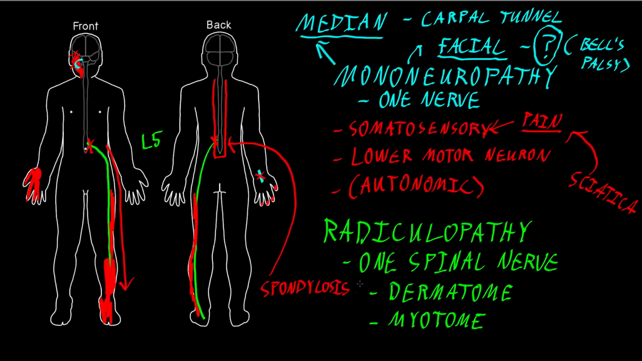And there are a lot of different things that can contribute to spondylosis, including just normal aging and deterioration with age, as well as injury. Injury to the spine can contribute to degenerative changes and compression of spinal nerves. So more on all of these later, but I just wanted to introduce these concepts and mention a couple of the common mononeuropathies and radiculopathies.